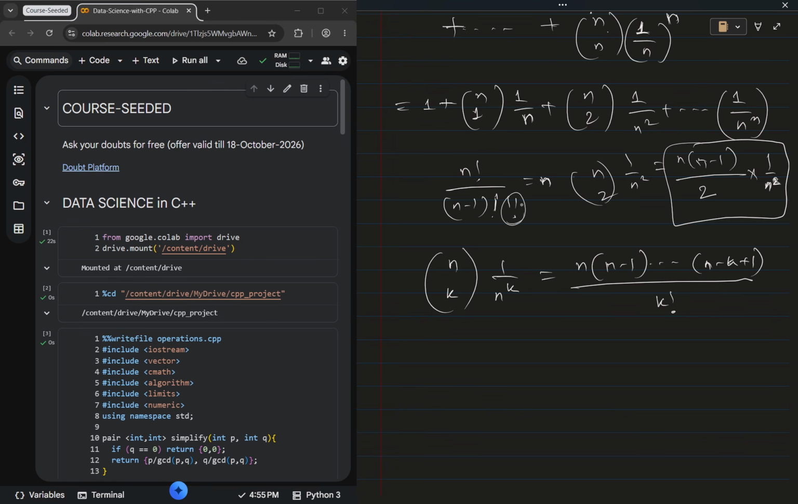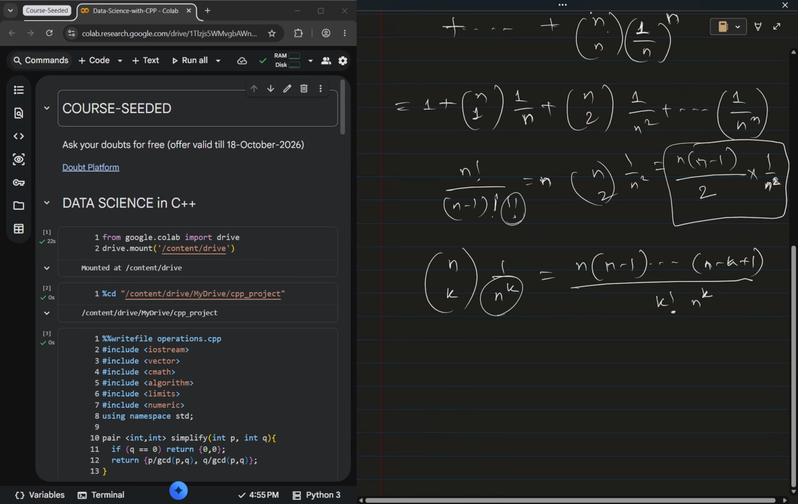Basically, you will be left with this. So you're just getting k factorial. And this minus 1 factorial just leaves you with a single number. And this k factorial leaves you with k numbers over here. And you'll also have this 1 by n to the power k. So you can write this over here.